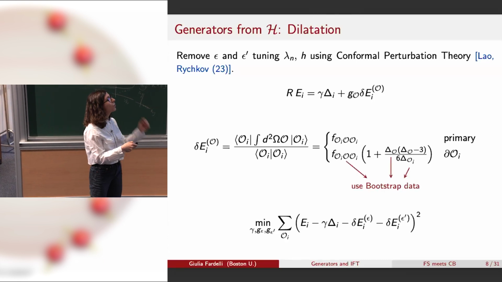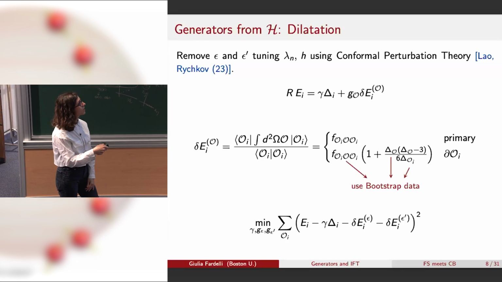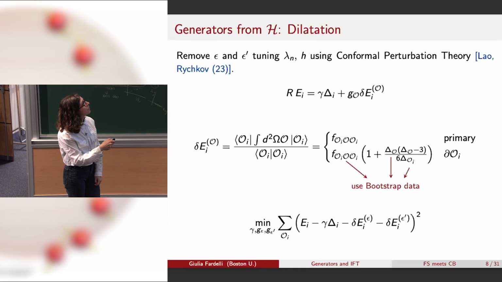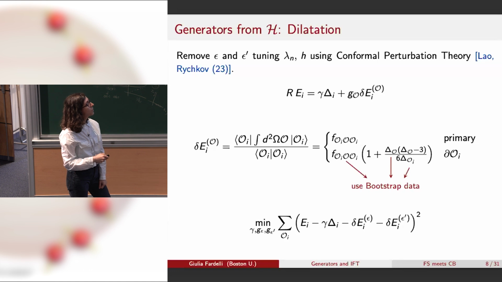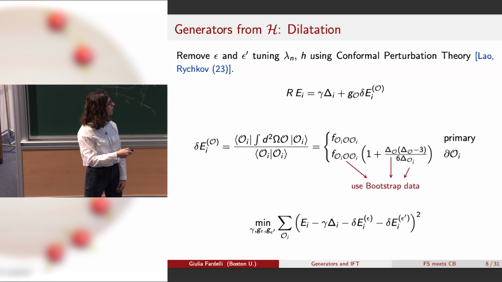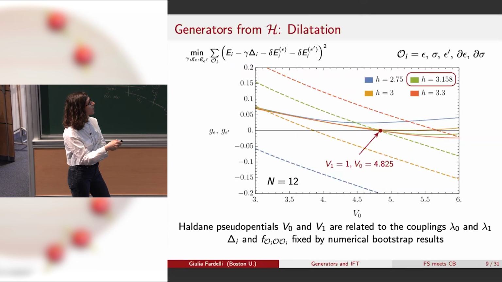And in our approach, we want to use the known bootstrap data for low dimension operators in such a way that we can actually construct these quantities. And then in order to tune this lambda 0, lambda 1, and H, we are trying to minimize the difference between what we compute on the fuzzy sphere and the expectation at linear order in this G coupling. So that's the quantity we're going to minimize, and here is how we do that.